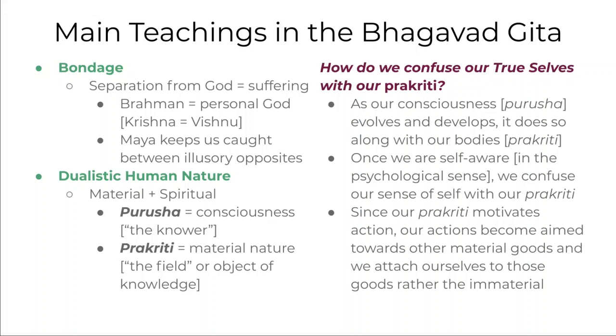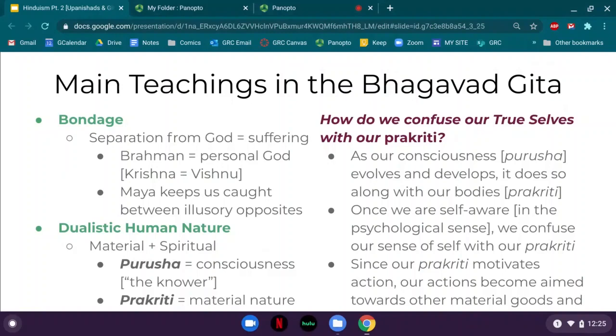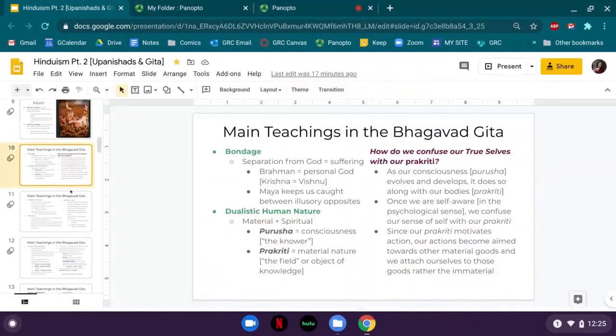So Purusha would be considered your consciousness or your Atman, and your Prakriti would be more your Jiva, right, or the physical, the personality that you develop as a result of having a physical body. And so sometimes these are called the knower and the field, consciousness or material objects. So just know that these are similar ideas, but come under different terminology in this case. So please feel free to take a look at these other slides.